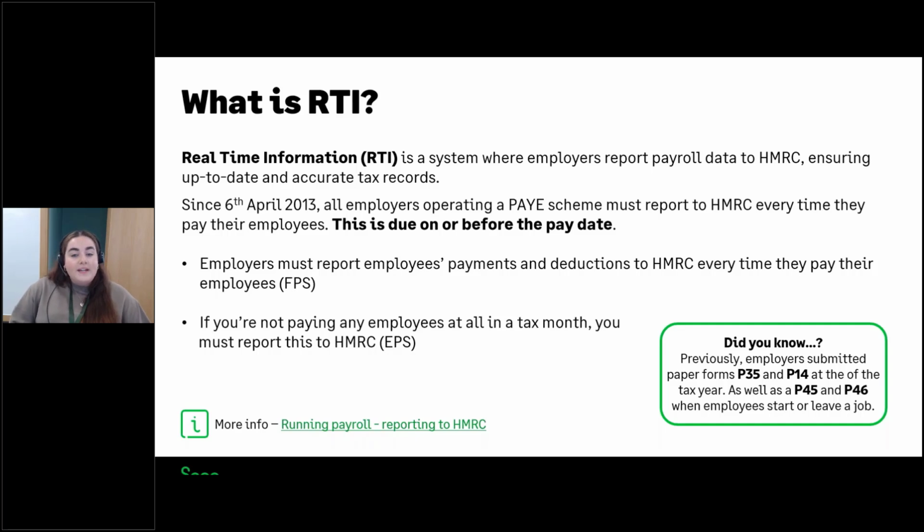But if you've not paid any employees in a tax month and you need to inform HMRC that no payment is due, you must report this to them in a different submission, and that's called an EPS, or Employer Payment Summary. There are some other scenarios where you would send an EPS as well, which we will get into a little bit later. So you'll have heard of some of these submissions before, hopefully you'll have sent some as well, but as I said, we'll dig a bit deeper into them during the course of the webinar.